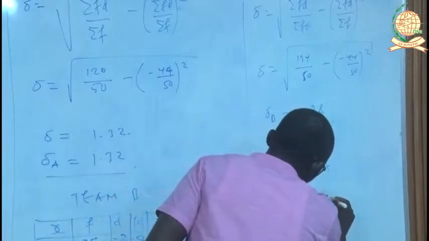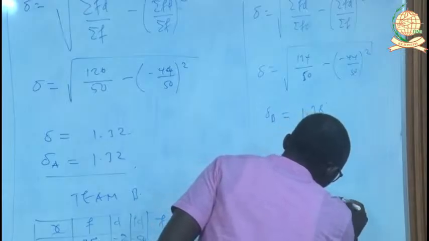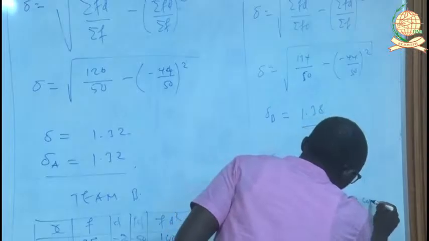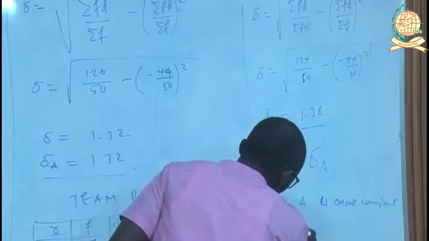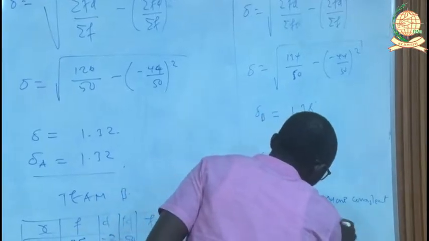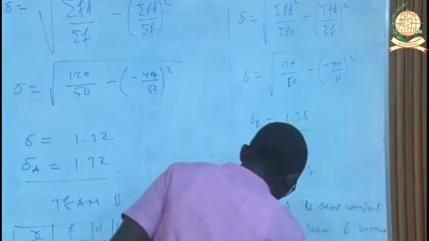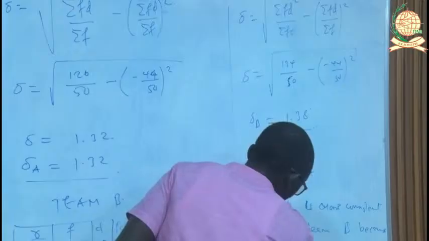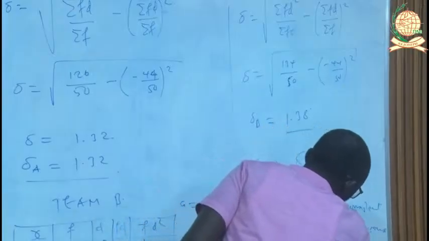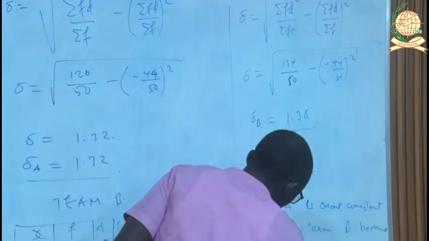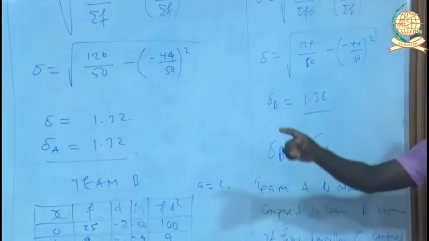So we conclude to say that team A is more consistent compared to team B because it has smaller standard deviation compared to team B.